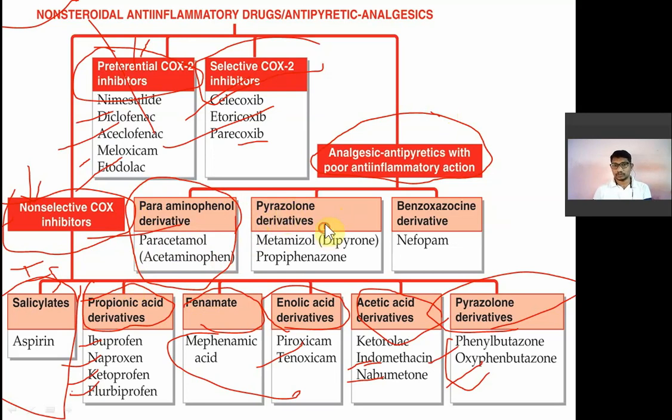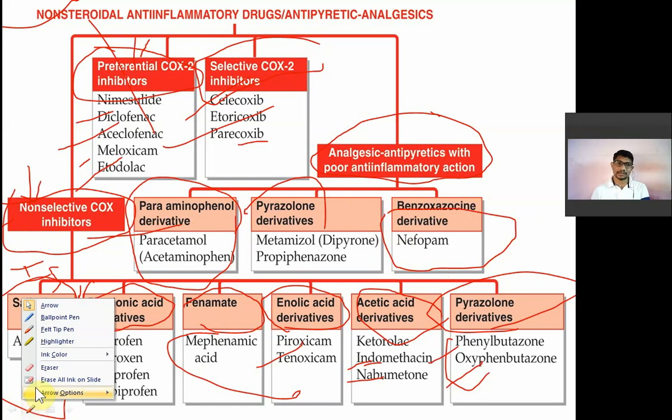Pyrazolone derivatives. In that you have two drugs, and propyphenazone. So these are known as analgesic antipyretics with less or poor anti-inflammatory activity. Then next you have benzodiazepine derivative, nefopam, is the drug. The classification as per KDT. We will see the classification again in short. Remember the classification. Classification is very important.